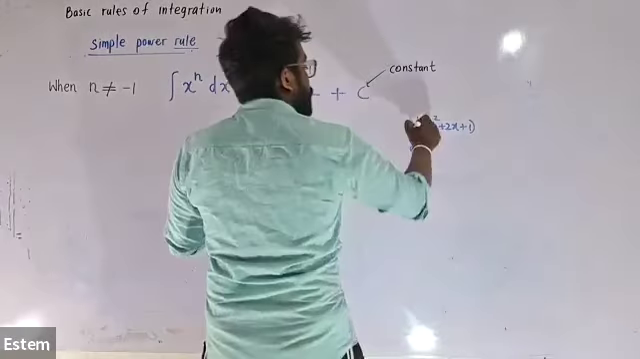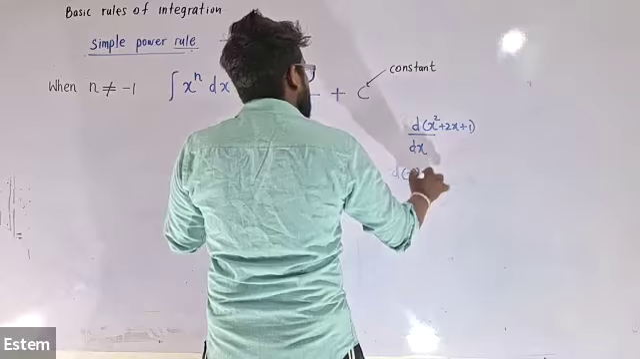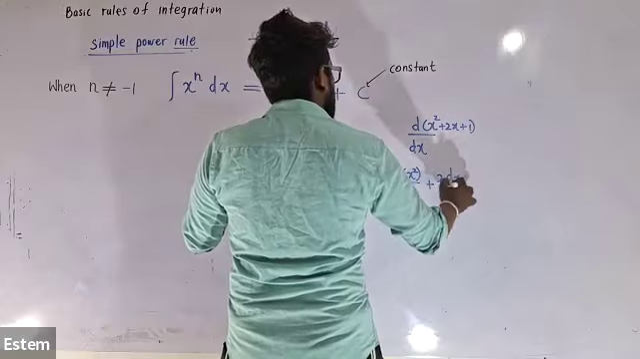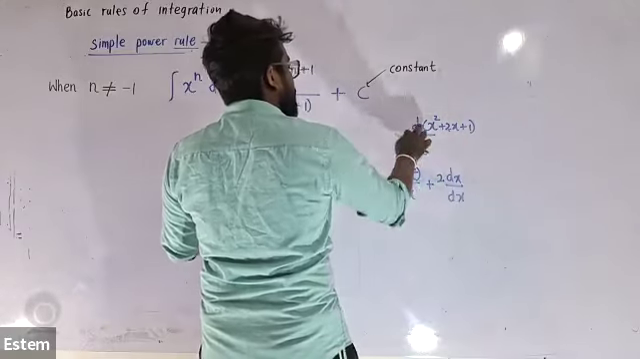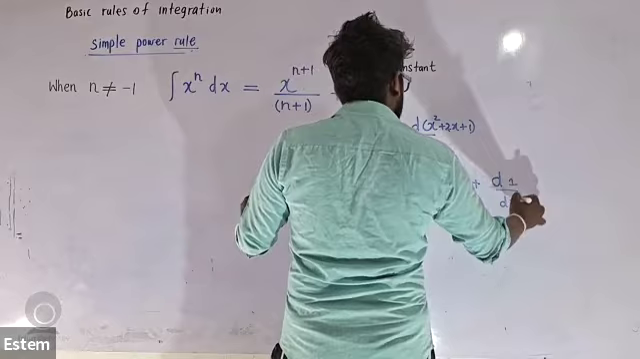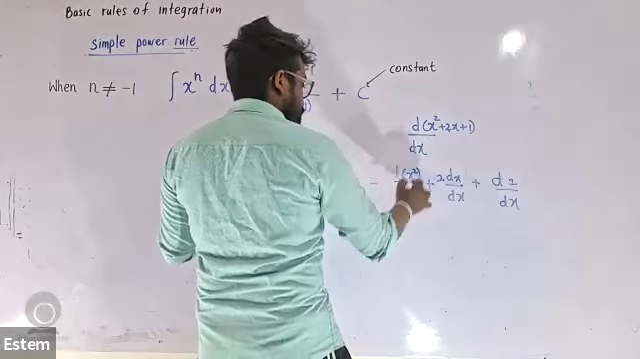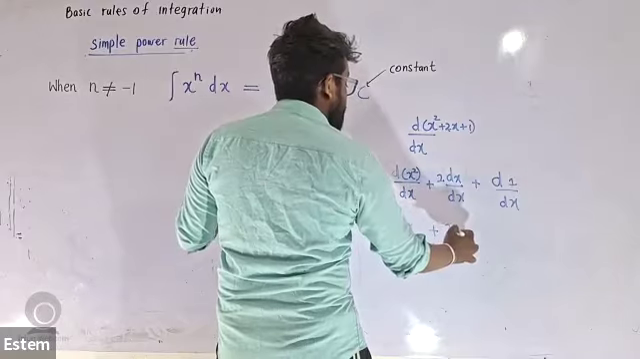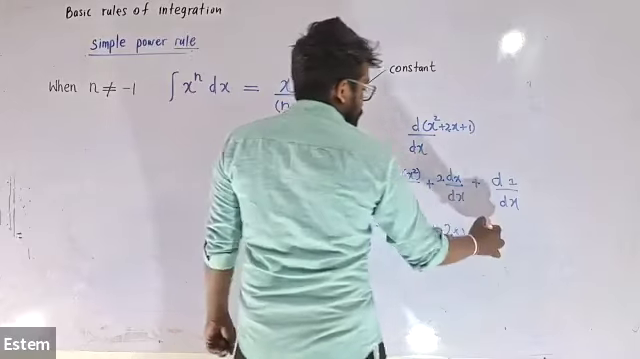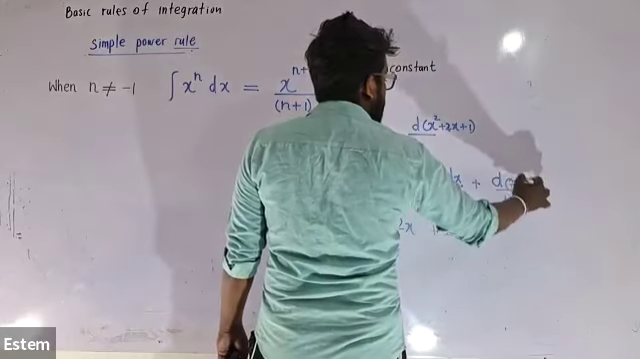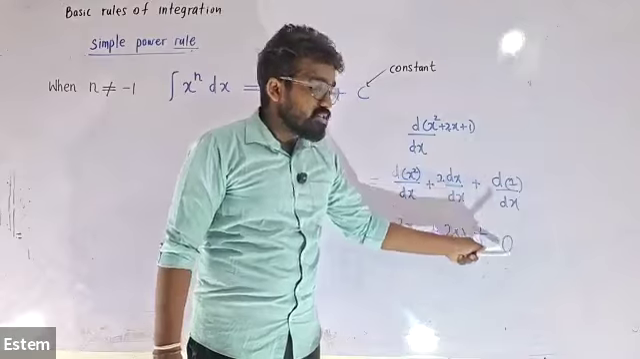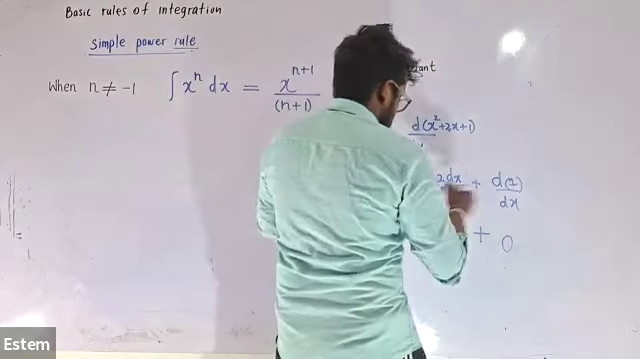It means we can differentiate these things separately, no? d(x squared)/dx plus 2 dx/dx, I take the 2 out, plus d(1)/dx. So this is 2x, and this is 1, since dx/dx is 1. Keep in mind, the differentiation of any constant is 0. This is differentiation.